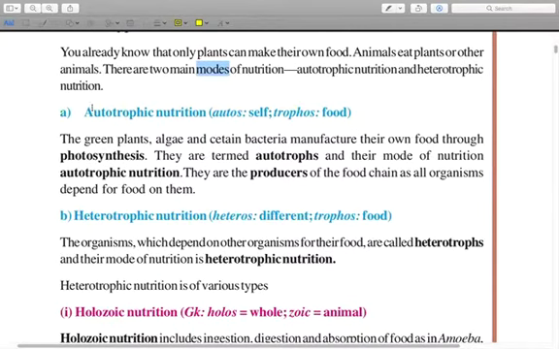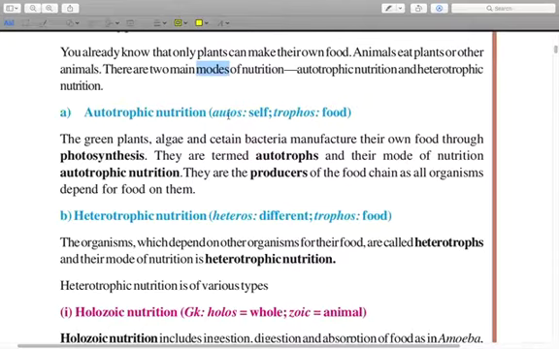So autotrophic: the word auto means self, trophos means food. So basically anything that can produce their own food, they don't have to depend upon some other living organisms, they are called autotrophs. How does this autotrophic nutrition work? Green plants, algae and certain bacteria produce their own food through photosynthesis. What is photosynthesis? We will see in detail inshallah. Okay, just remember that they produce their own food through photosynthesis. So they are called autotrophs, and their mode of nutrition is called autotrophic nutrition.